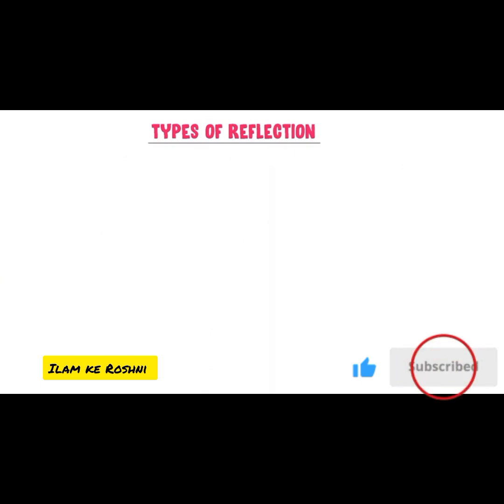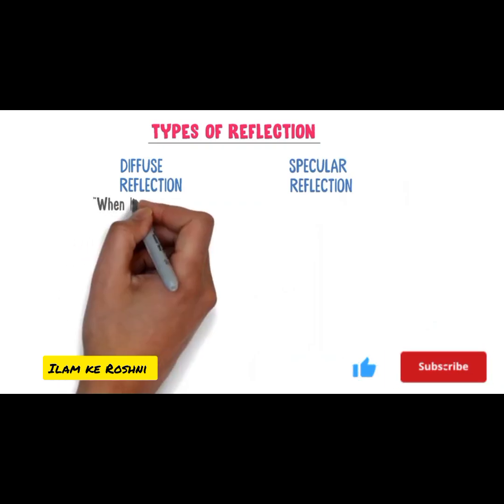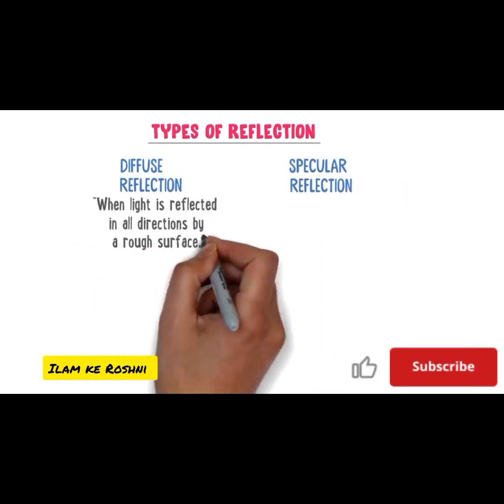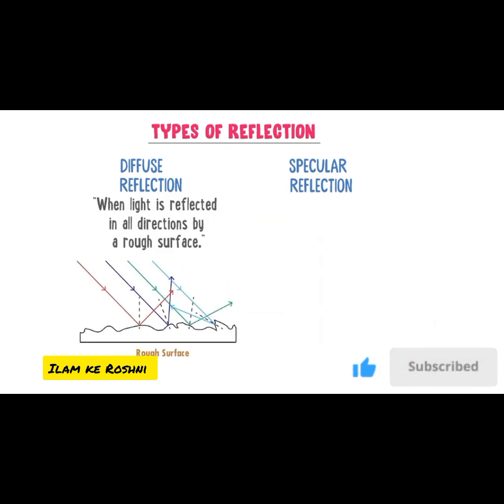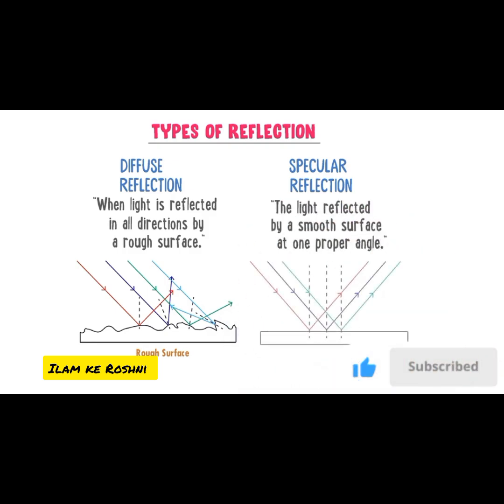Well, there are mainly two types of reflection, diffuse reflection and specular reflection. Now, what is diffuse reflection? When light is reflected in all directions by a rough surface, it is called diffused reflection or rough reflection. For example, the light reflected by this rough surface is diffused reflection. On the other side, the light reflected by a smooth surface at one proper angle is called specular reflection or smooth reflection. For example, the light reflected by this smooth surface is specular reflection.